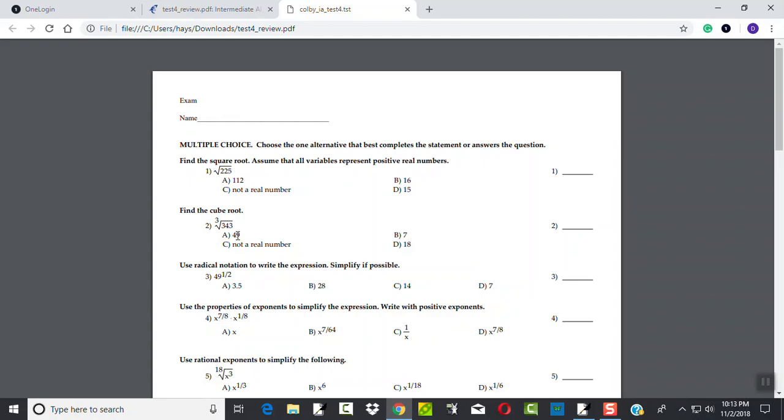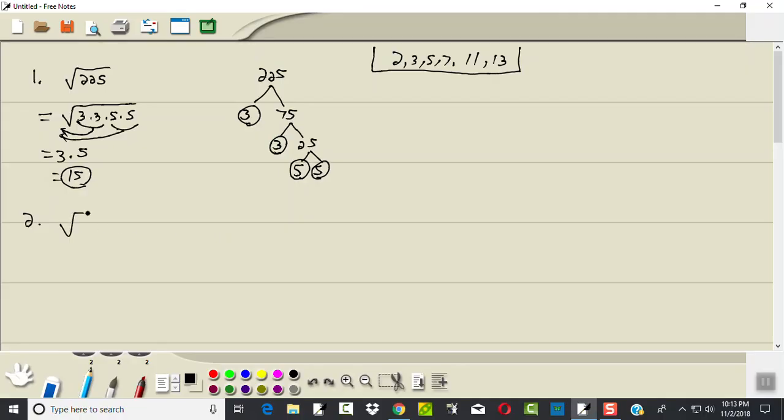The cube root of 343. Okay, so I come over here, do my prime factorization tree breakdown. It's not divisible by 2, because my last digit's not 0, 2, 4, 6, or 8. See if it's divisible by 3. 3 plus 4 is 7, plus 3 is 10. 10 is not divisible by 3, so this isn't. It's not divisible by 5, because the last digit is not 0 or 5.